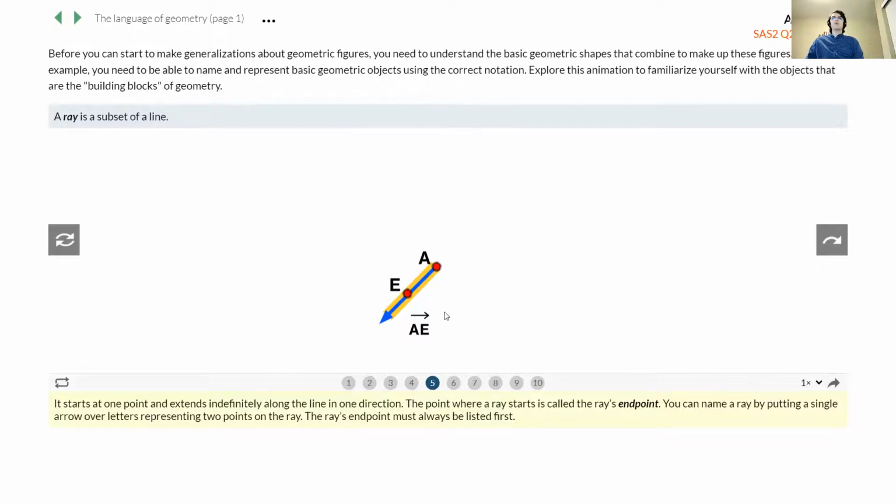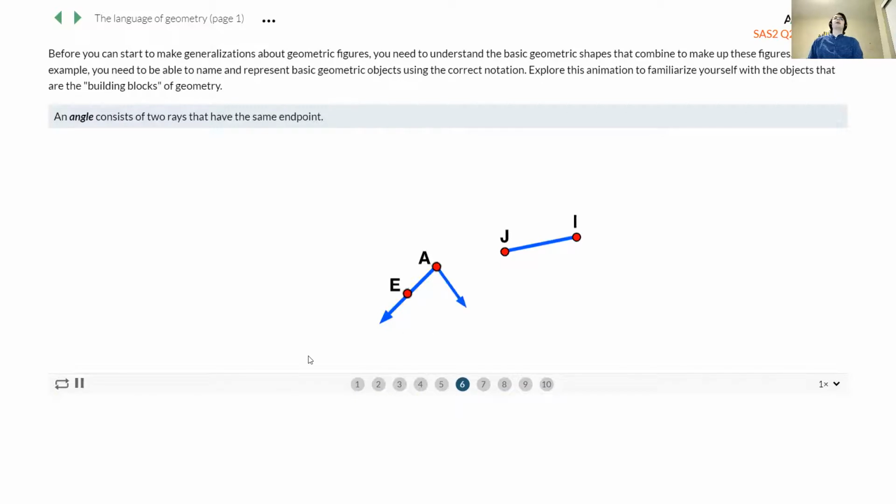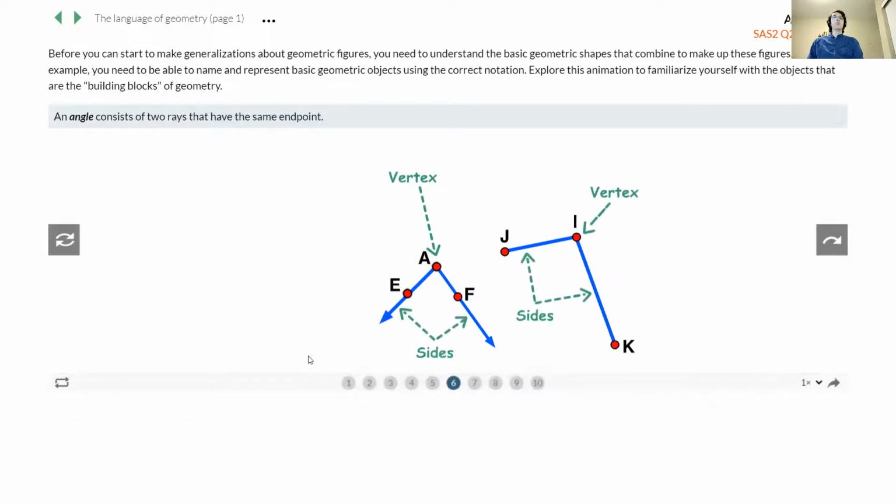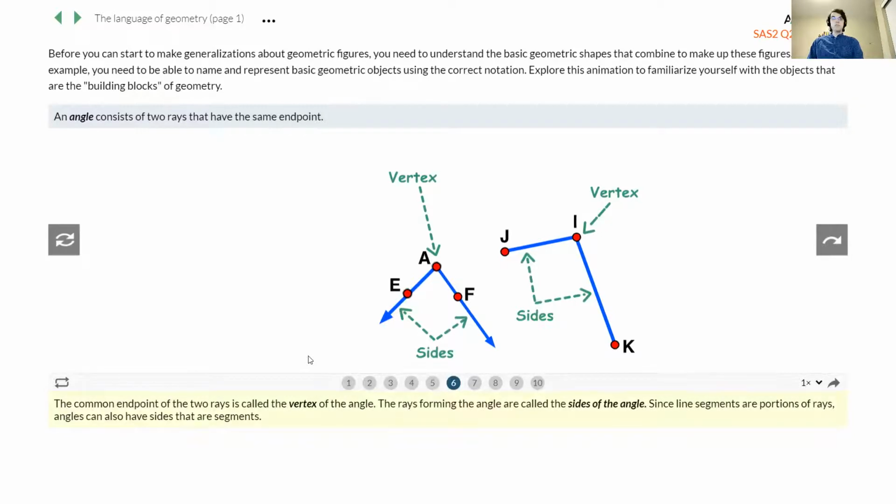Rays and line segments are very useful because if we're trying to build shapes, we're going to need line segments to build the sides of shapes. And to build shapes, we need to start with just connecting two line segments. To connect two line segments, or rays, is going to construct what we call an angle. These are two rays or line segments that share an endpoint. So the ray AE and the ray AF, those are my rays that go into my angle. That point A that is shared is the vertex, and the rays are the sides of the angle. Likewise, for the line segment JI and IK, that is sharing the point I.